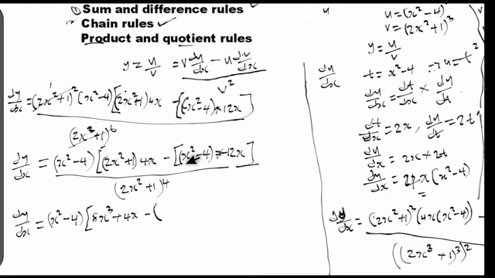12s times 2s, 12s times s squared, that gives us 12s to the power of 3 minus 12s times 4, that gives us 48s. So we are done with this. So let me close the big brackets, and everything divided by 2s squared plus 1, and everything to the power of 4.